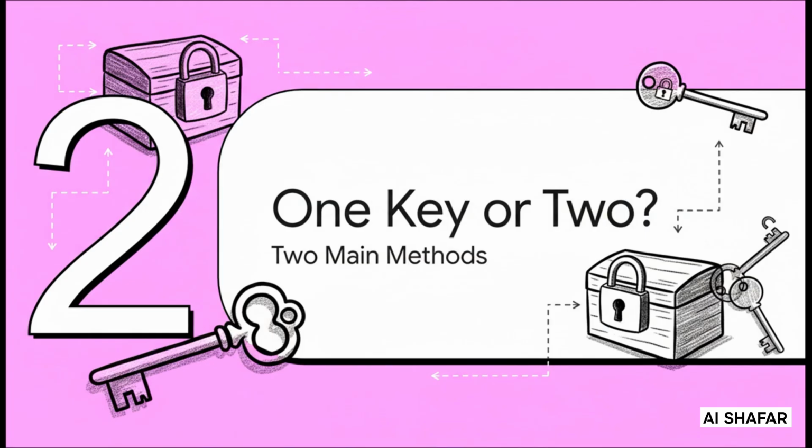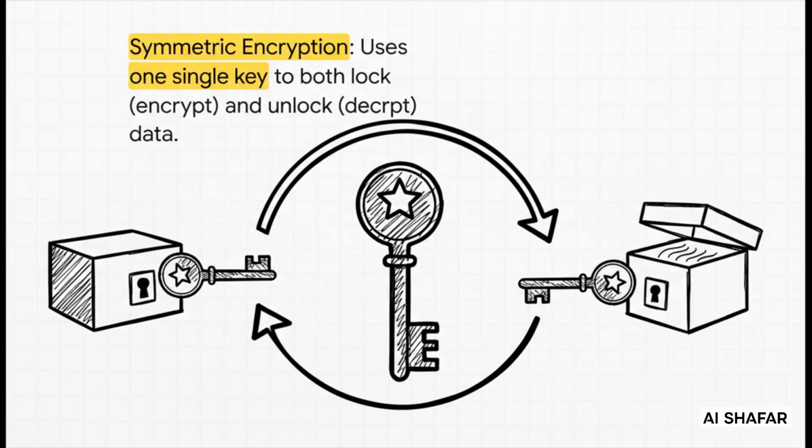Okay, so it turns out there's actually more than one way to lock and unlock these digital boxes. And that brings us to the 2 big methods of encryption. It really all boils down to one simple question. Are we going to use 1 key or 2? All right, let's kick things off with the first and I'd say most intuitive approach, symmetric encryption.